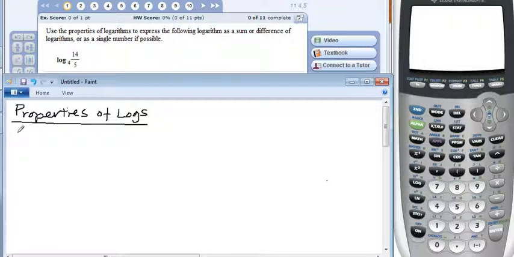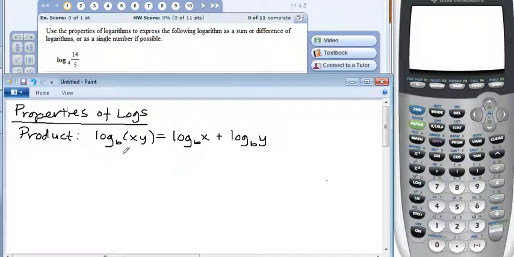All right, so the first one is the product property, which says if I have a log, with a base b, of two things that are multiplied, that's the same as the log base b of x plus the log base b of y.